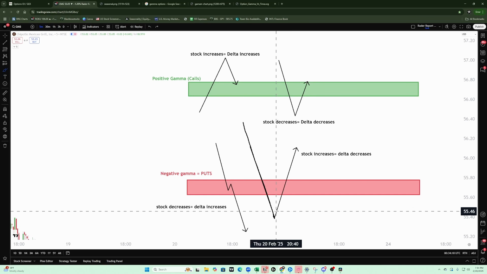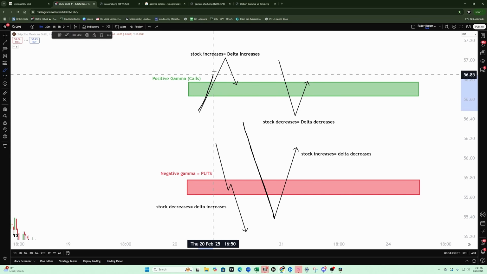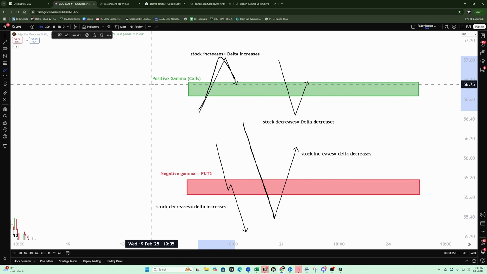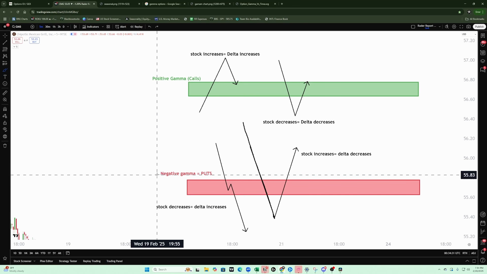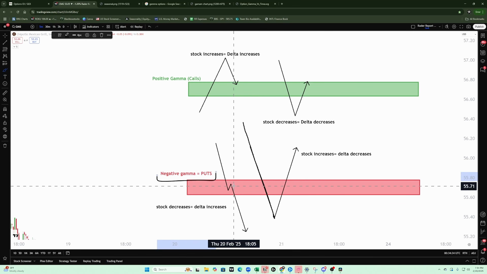And so now you're probably wondering, Raider, okay, we understand positive gamma levels. We know how they act. They're typically around price magnets. Overall, we consider a large area of positive gamma, calls, a lot of positive gamma, to be resistance areas. And we consider large areas of negative gamma to be support areas.